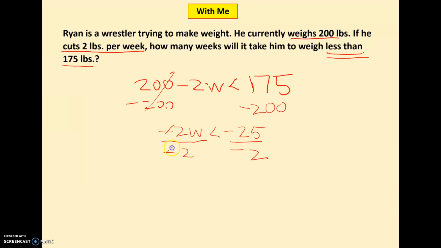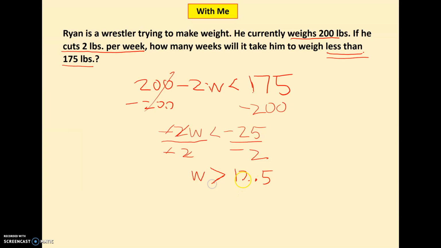So the negatives cross off, the 2 crosses off, and I'm going to stop for a second, because there's one last thing I have to do. Go ahead and think about what that would have to be. Well, hopefully you were saying to flip the inequality. That's exactly what you want to do. Whenever you divide or multiply by a negative number, you want to flip the inequality. So it's going to go like this, and then that will end up giving you positive 12.5.